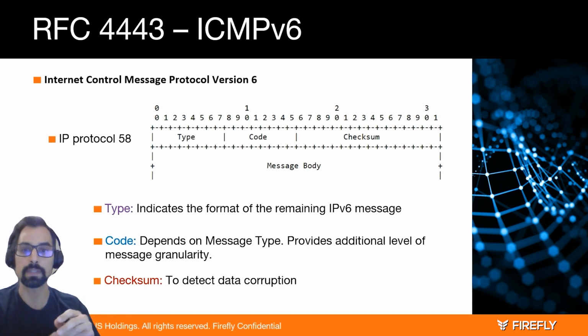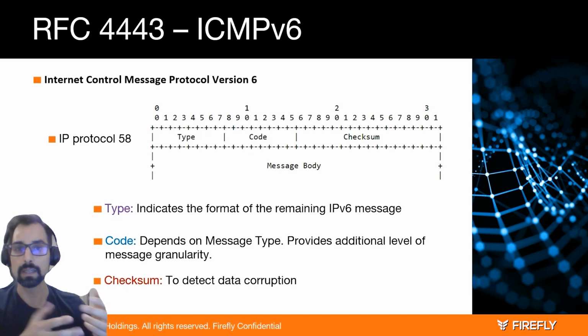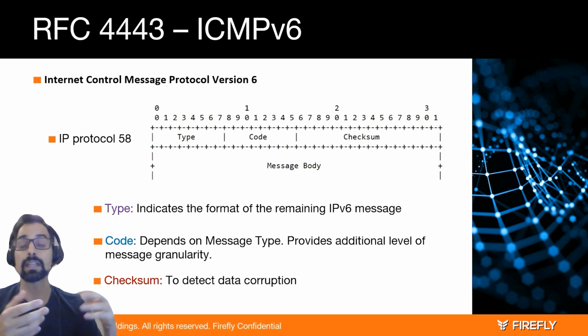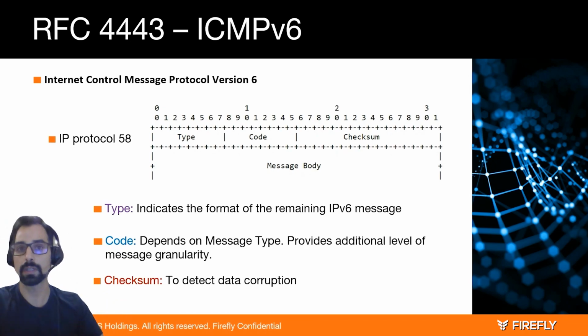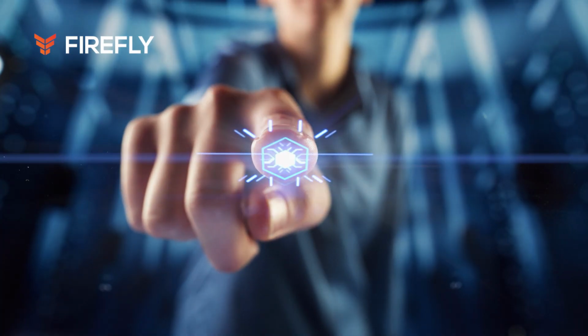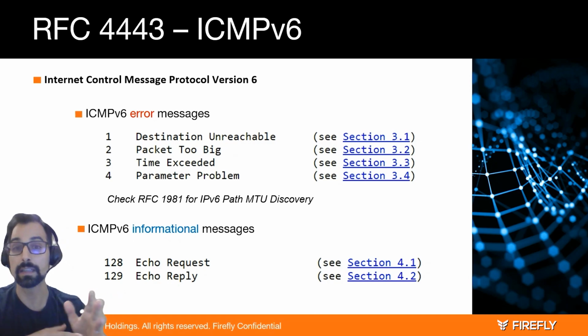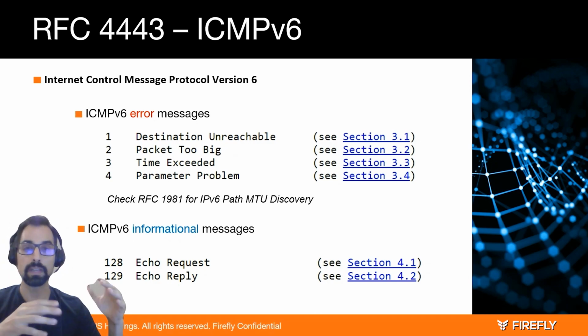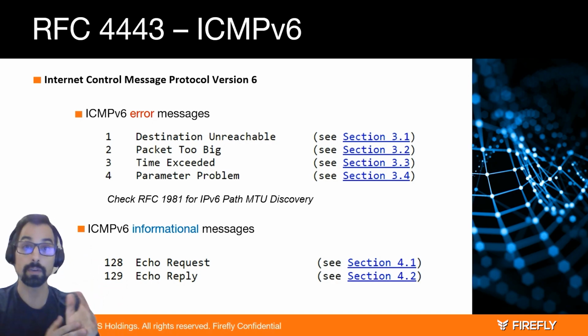In the case of the type, it's going to say what kind of message we are sending or receiving. The code depends on the type of the message, and it's going to provide more information for that packet. And the checksum, as usual, is to make sure that the data arrived correctly. Here we have some message types for RFC 4443. It defines basically two major categories. One is error messages, and the other one is informational messages.